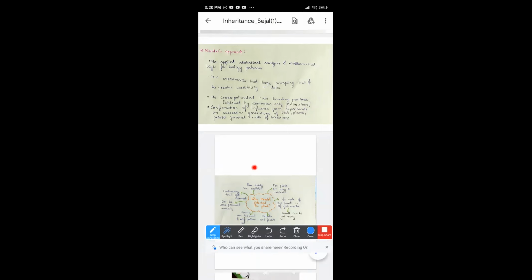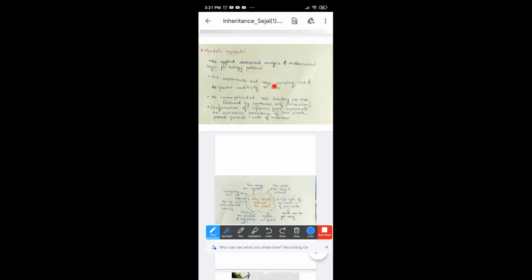Mendel conducted hybridization, or we can say artificial pollination or cross-pollination experiments for 7 years and proposed the law of inheritance. He applied statistical analysis and mathematical logic to biology problems. Though he applied this, it was not acceptable to the old-time biologists. Hence, his work was a little bit insignificant during that time.